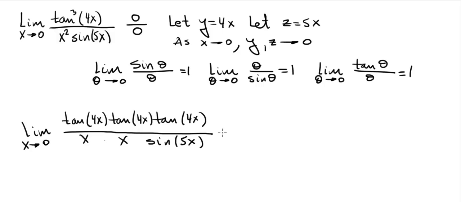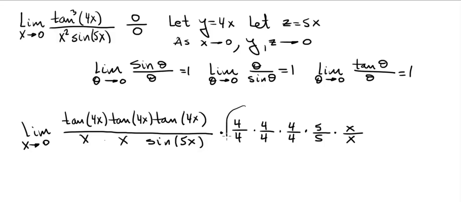And now I'm going to multiply this limit by several forms of 1. First, 4 over 4, that would be to take care of the first tangent, 4 over 4 to take care of the second tangent, and then 4 over 4 for the third tangent, 5 over 5 for the sine, and x over x, that will be needed for both the third tangent and the sine.